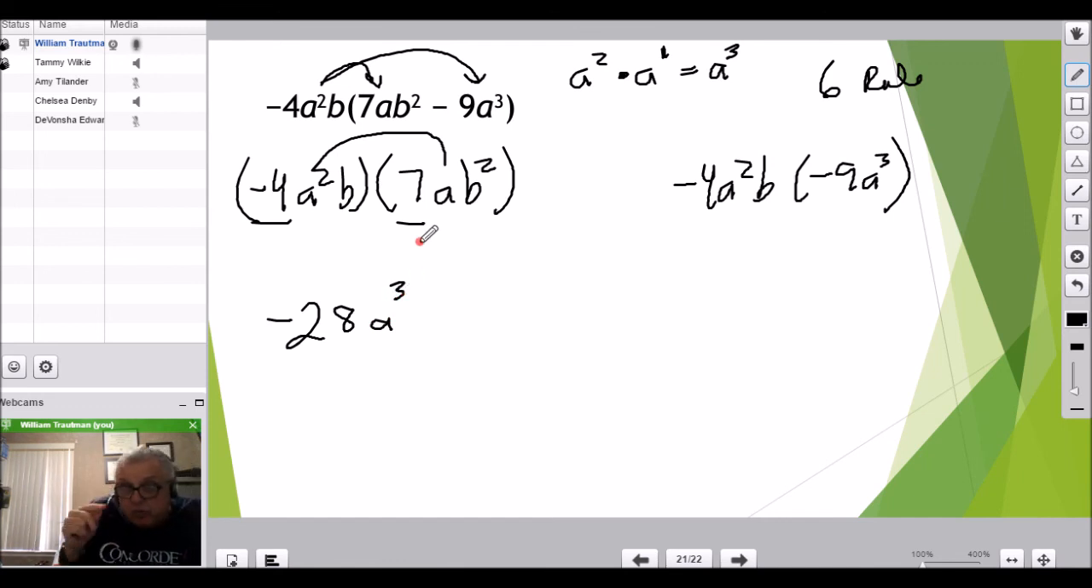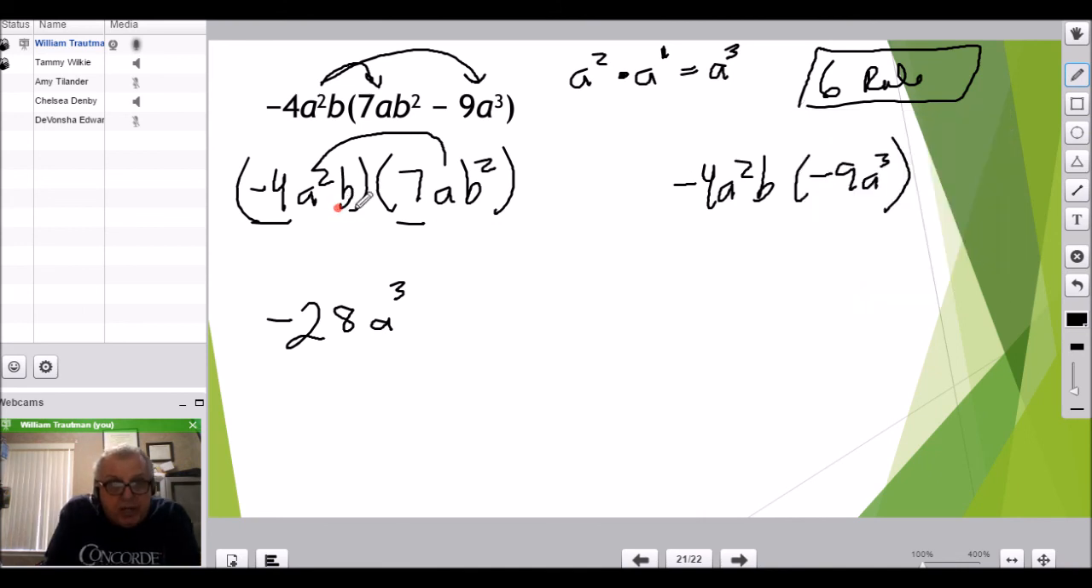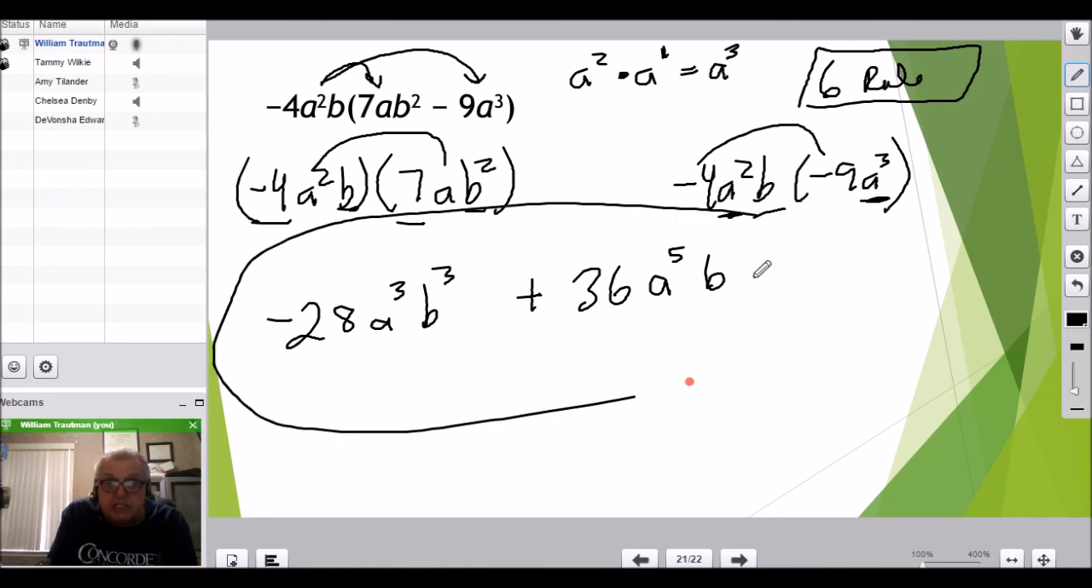You add the power. That's why that video on the 6 rules of exponents in the announcement section is really important. B to the 1 power times b to the 2 power is b to the 3 power. Next, negative 4 times negative 9. Negative times a negative is a positive 36. A squared times a cubed is a to the 5th power. And then b times nothing there is just b. There's no other thing there, so we leave the b there. This is it. We are done.